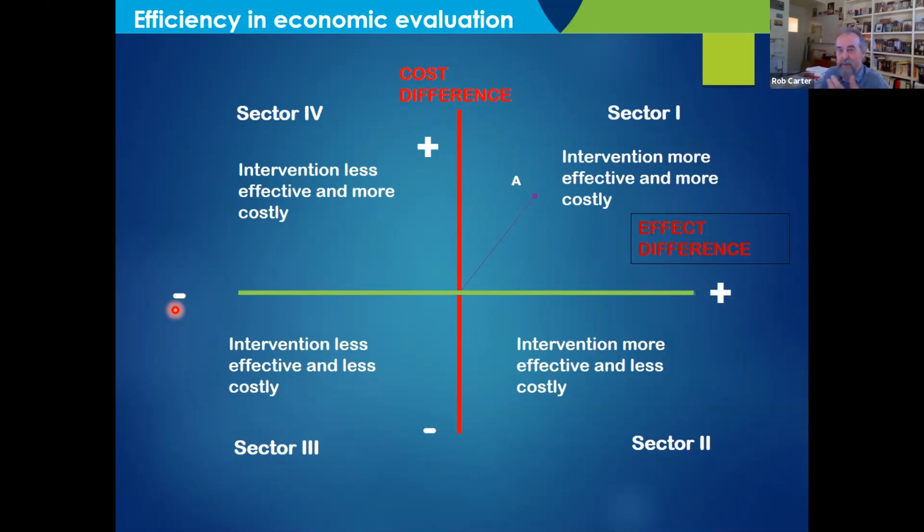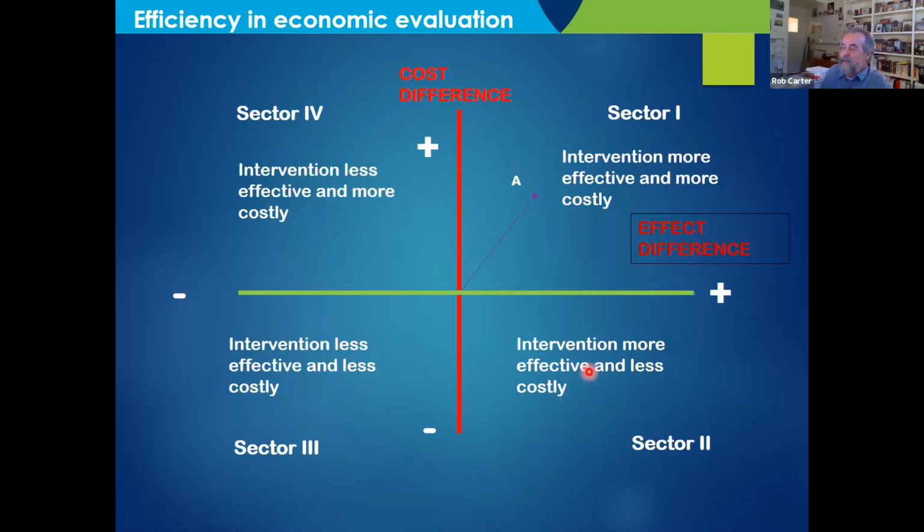And how would you interpret that? Well, I'm going to start here in sector 4 because here, what we find is the option for change is less effective than current practice, and it's also more costly. Well, why would you do that? I mean, it's actually dominated. Costs more and achieves less. So you wouldn't do that.